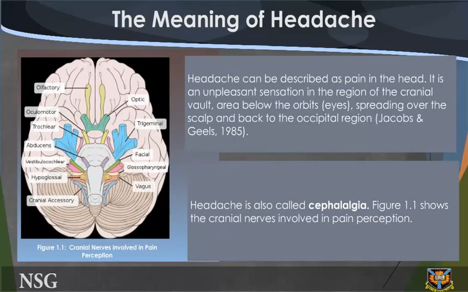The meaning of headache. Headache can be described as pain in the head. It is an unpleasant sensation in the region of the cranial vault, area below the orbit, eyes, spreading over the scalp and back to the occipital region (Jacobs and Giles, 1985). Headache is also called cephalgia. Figure 1.1 shows the cranial nerves involved in pain perception.